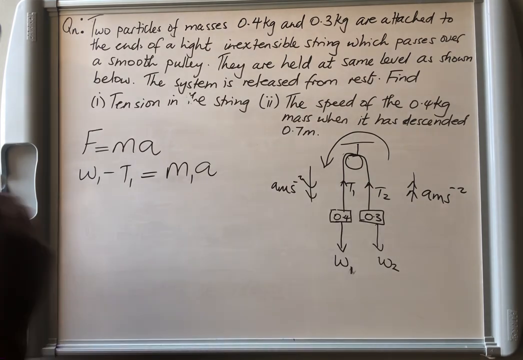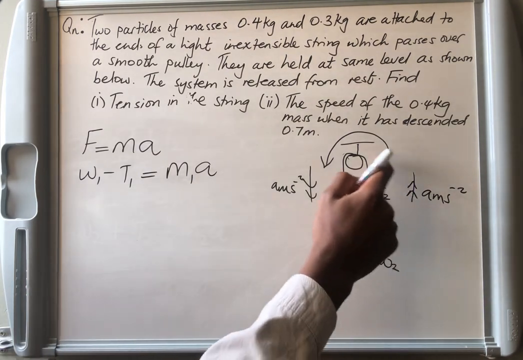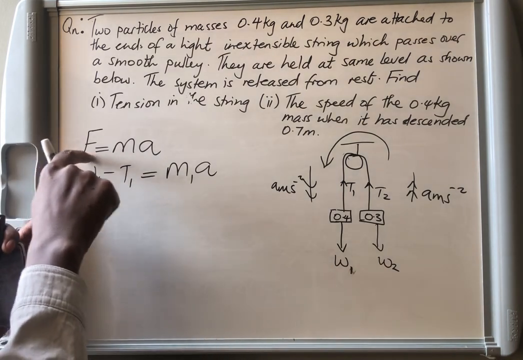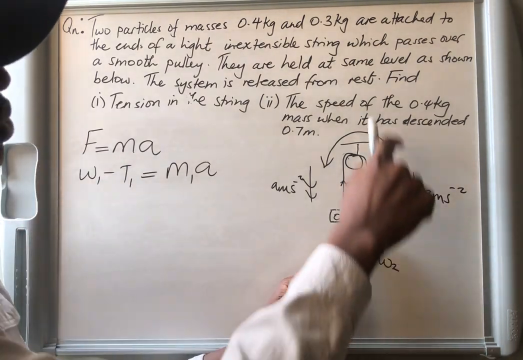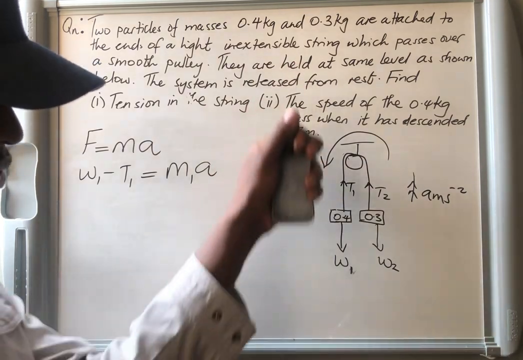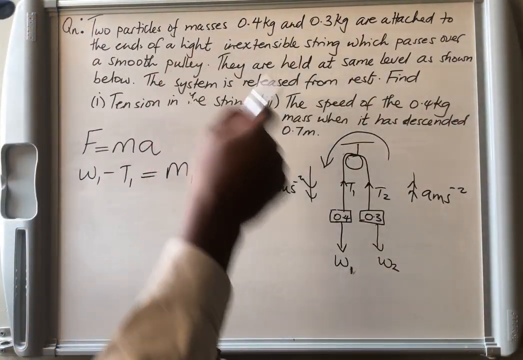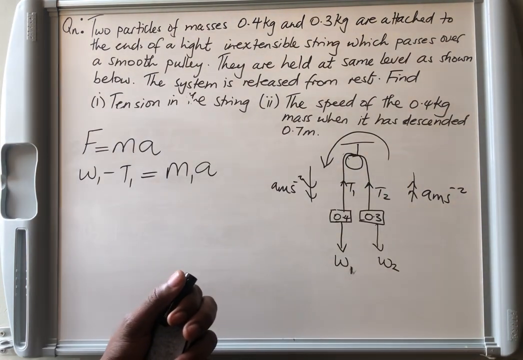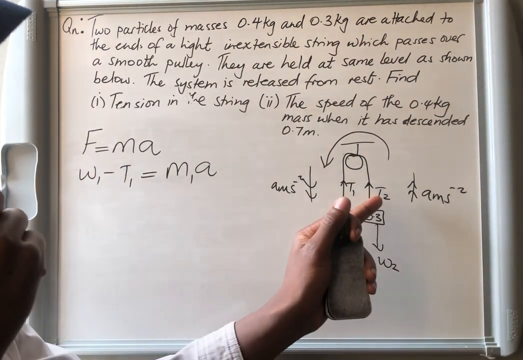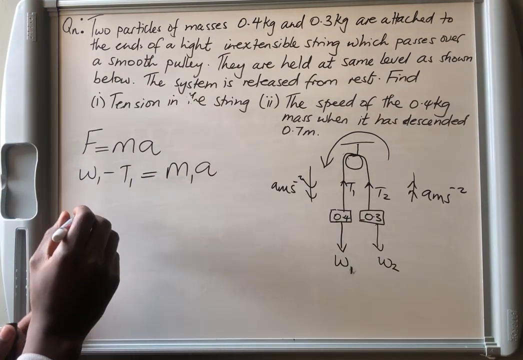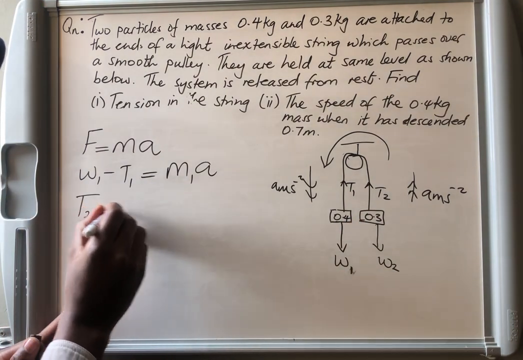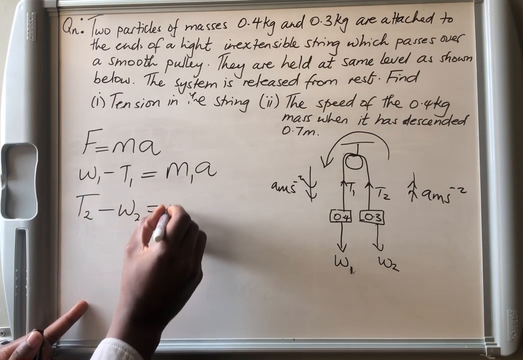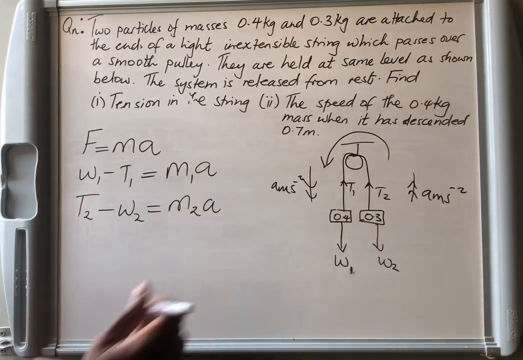Then for particle number 2, this other particle here, to find the resultant force, since we said this one is going to move upwards because it's going to be pulled. This one is going to go down, so it will pull this one up. So the direction of movement is going to be upwards for this one. So therefore, the resultant force, which is F, is going to be given by T2 minus W2, and T2 minus W2 is going to give us m2 a.